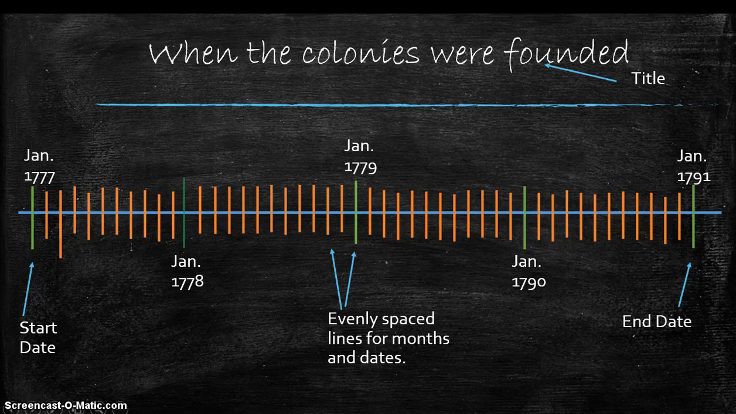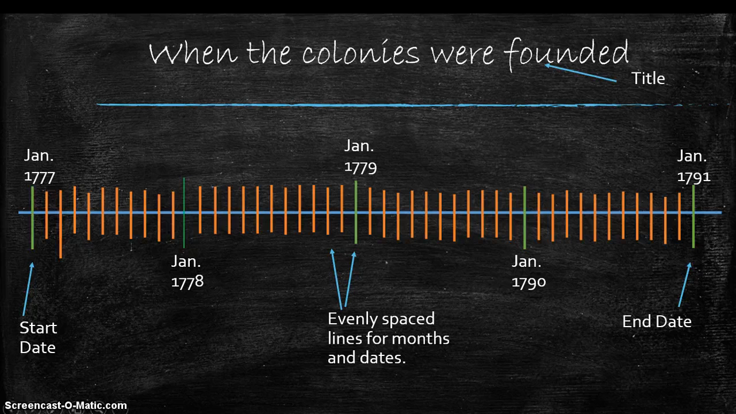The next thing we need is an end date. The end date is the very last date on your timeline. The end date for this timeline is January of 1791. The start date and the end date are very important because it lets the reader know what length of time your timeline spans across. So this timeline goes from January of 1777 to January of 1791.